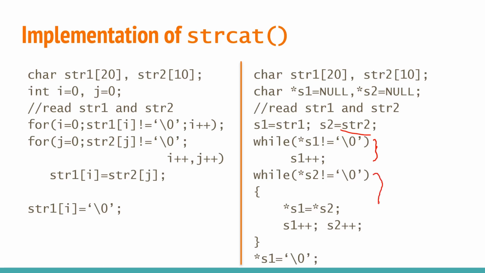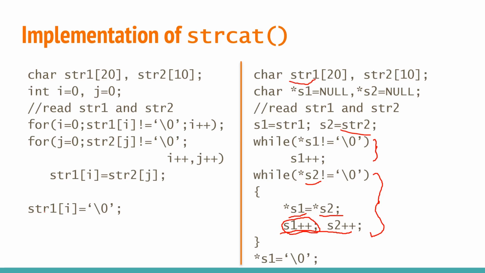In the second loop, I am copying the elements of s2 till s2 reaches 0, and incrementing s1. So star s1 equal to star s2 means each element at s2 is copied to each element at s1, and I increment both s1 and s2. And since I have now modified s1, it is my responsibility to add the backslash 0 at the end of s1. So s1 means str1.